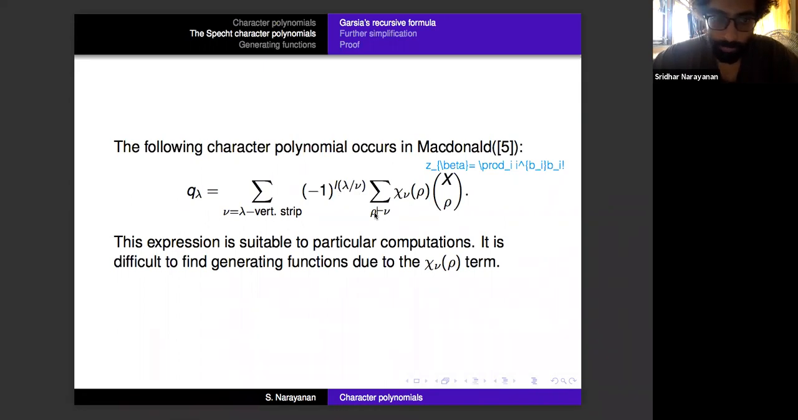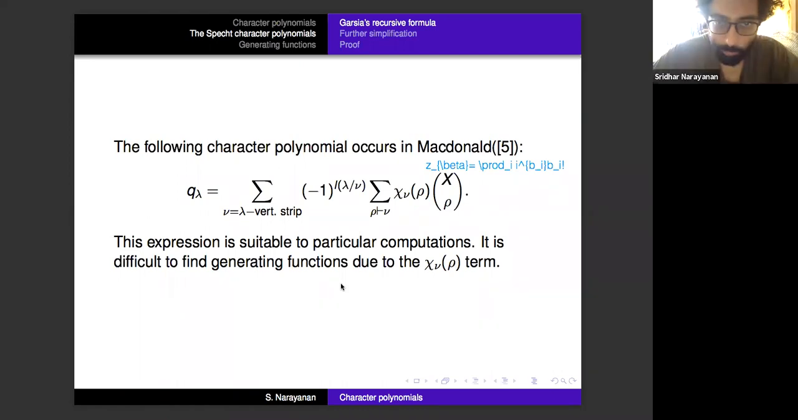And then rho is now a partition of nu, which is lambda minus a vertical strip, but we haven't removed anything from lambda. So nu is lambda. So we have the character of lambda evaluated at rho, which is some partition of size |lambda|, times x choose rho. And then we can also remove a vertical strip from a single row by removing a single cell. The last cell, if you remove it, that's a vertical strip.